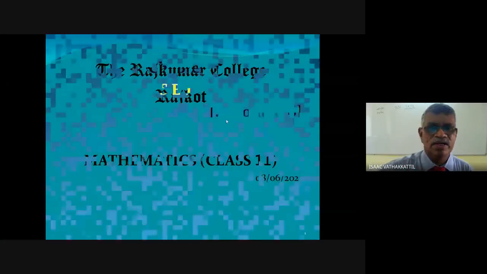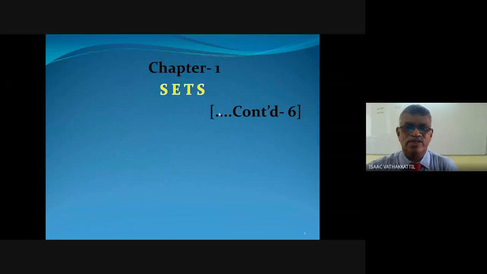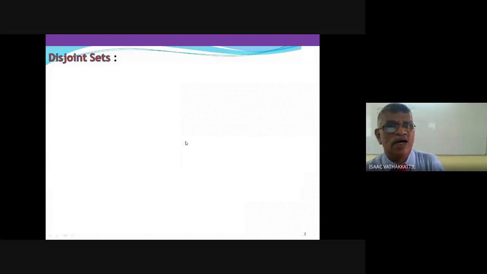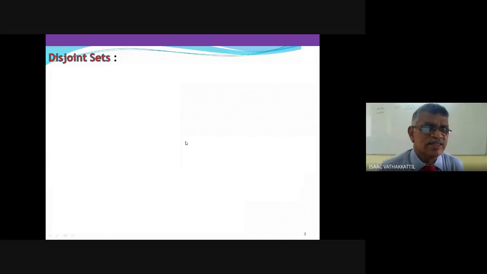Yes, sir. Okay. We have covered set theory, sets, the operations union and intersection, the properties, the notations, and some results regarding that. We'll keep all this in mind and proceed. Now we have disjoint sets.